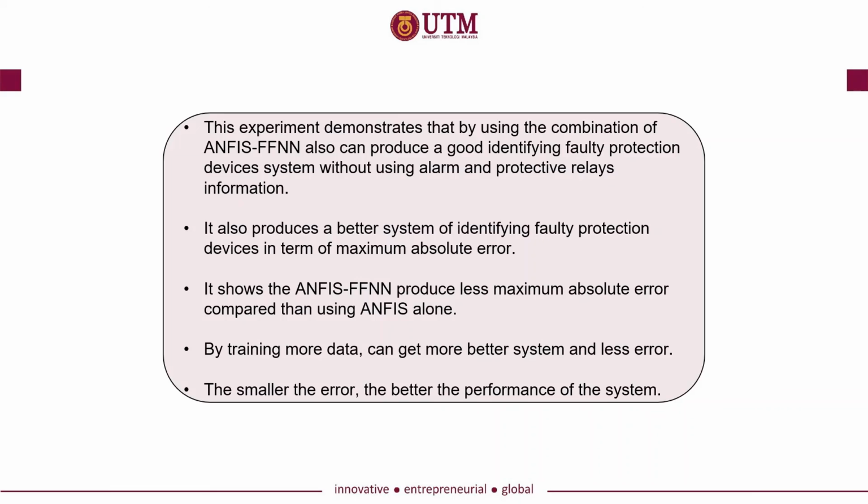It also produces a better system for identifying faulty protection devices in terms of maximum absolute error. It shows the ANFIS-FFNN produces less maximum error compared to using ANFIS alone. In this project, I only trained 5 input data and it shows a satisfactory result. It is possible to reduce more error in this system by training a lot of data. The smaller the error, the better the performance of the system.